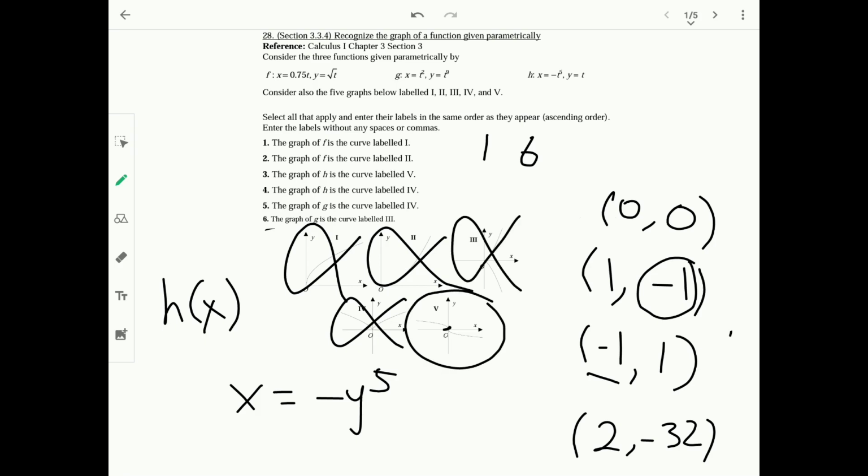See, you have 0, 0. You have 1, minus 1. You have minus 1, 1. You have 2, minus 32 eventually. So, the curve of h is the curve labeled V. So, the answer for this question is 1, 3 and 6.